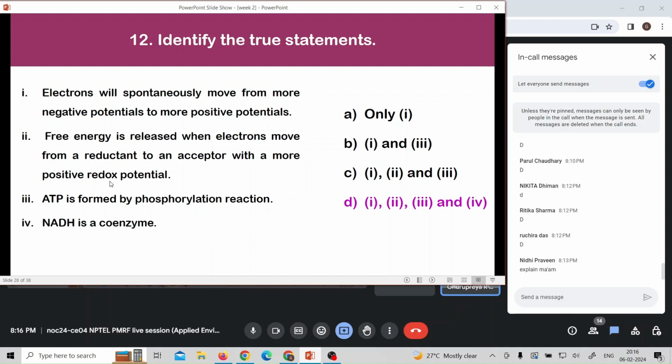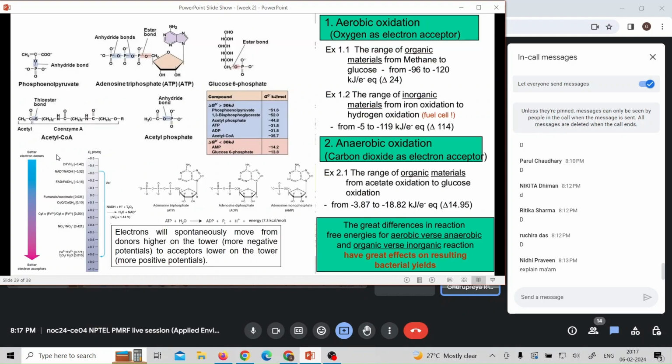So that is why it is true: electrons will spontaneously move from more negative potential to more positive potential. We all know this from what we have learned in electrochemistry or bioelectrochemistry, that from a negative potential to a positive potential, electrons can be transferred. Is this tower thing clear now, or is there any more dimension of it that has to be covered?